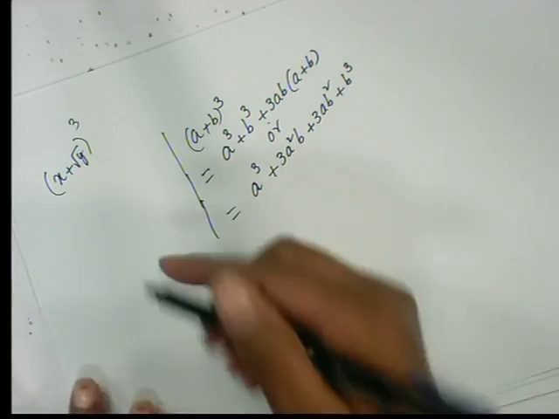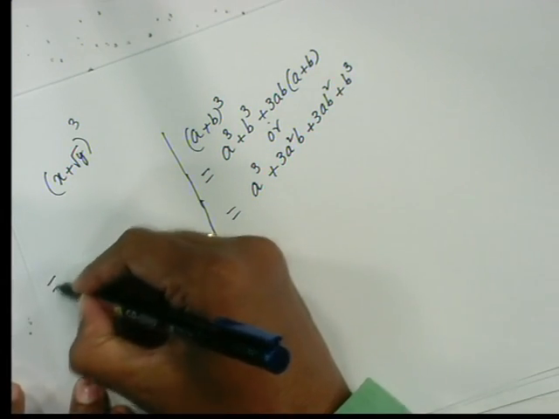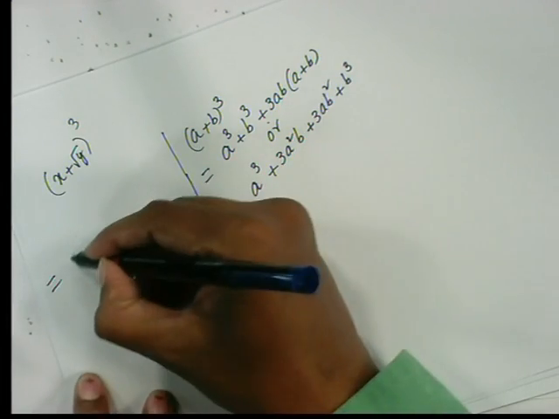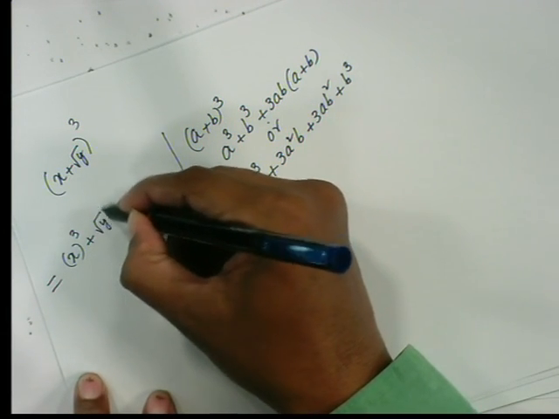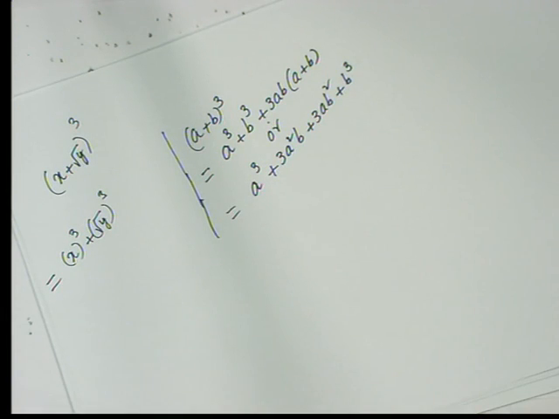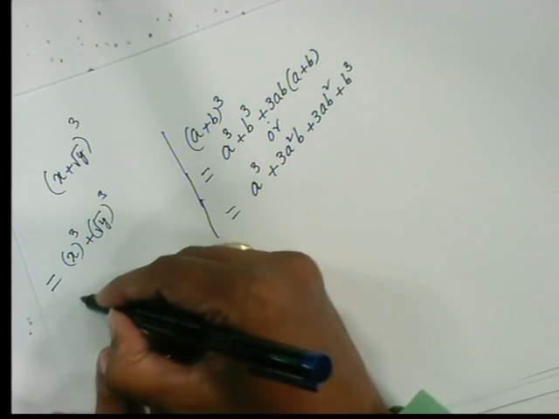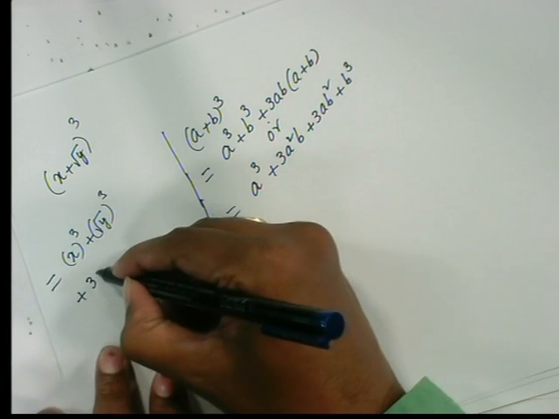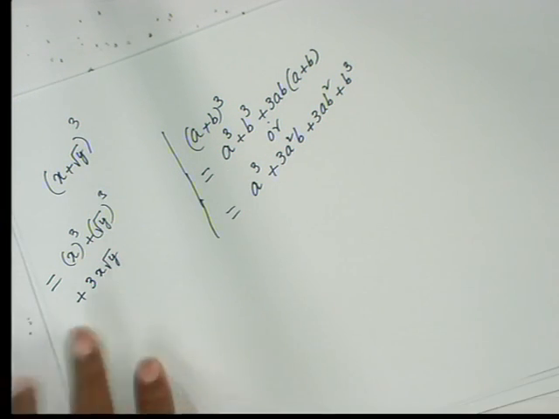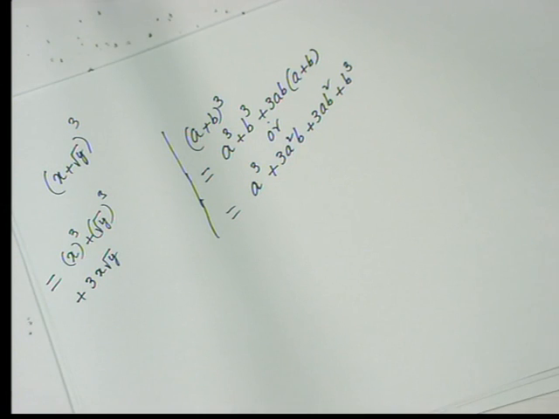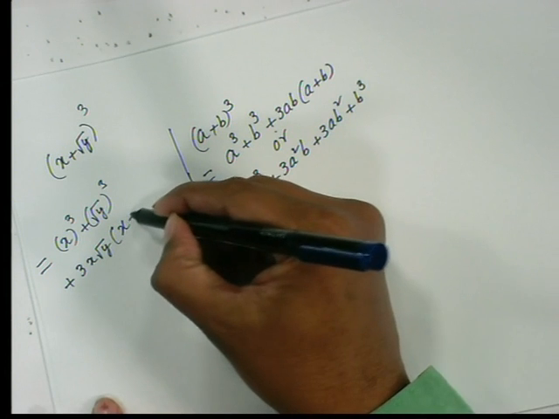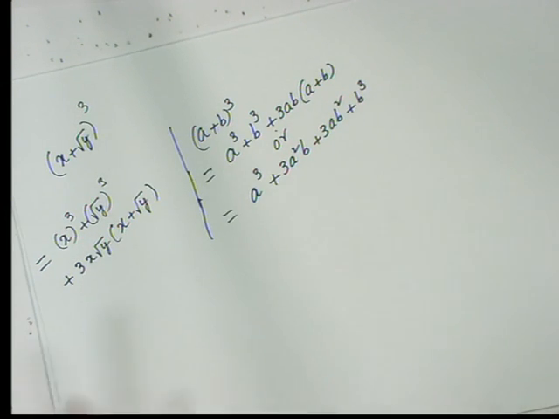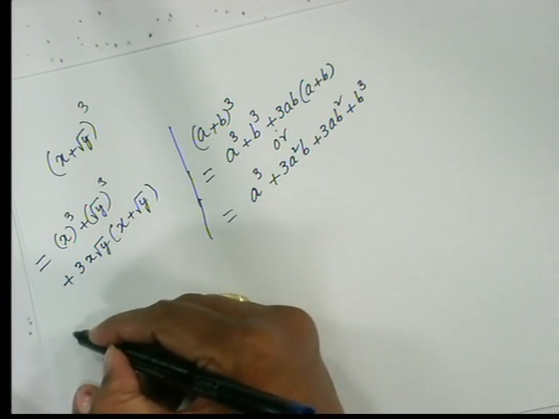Okay, now this can be written as (x cube) plus (root y) whole cube, correct, plus 3 x root y, 3x root y into (x plus root y). Let us simplify it. Okay, x cube.